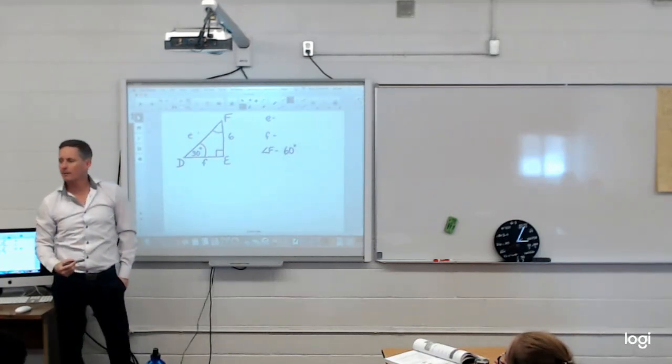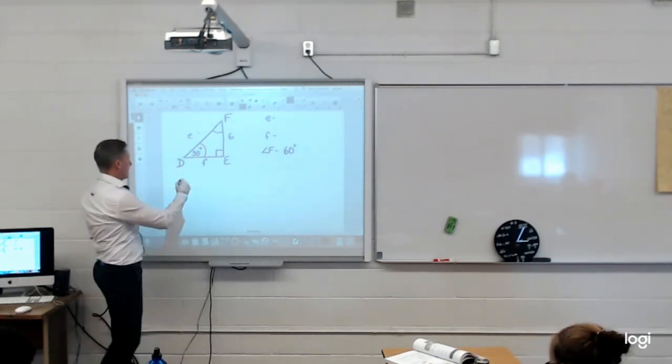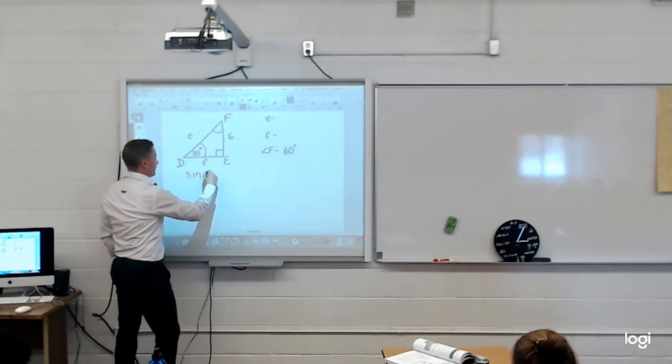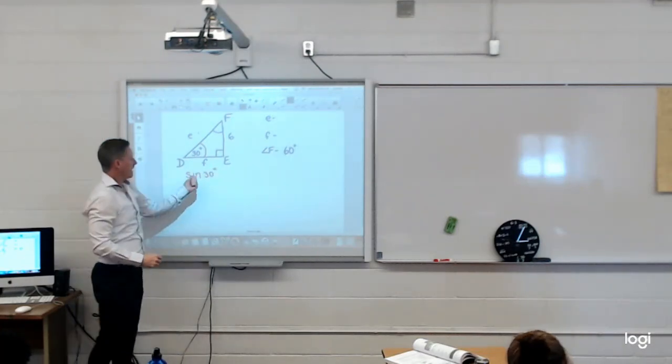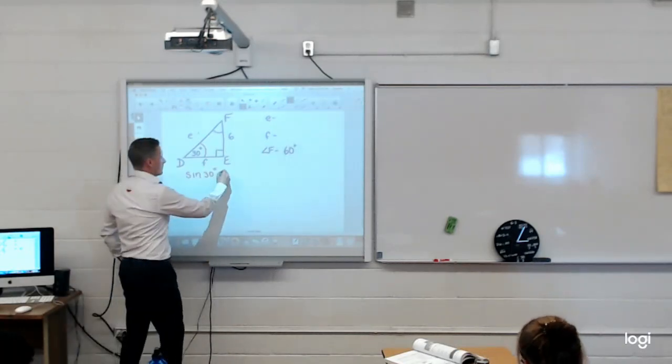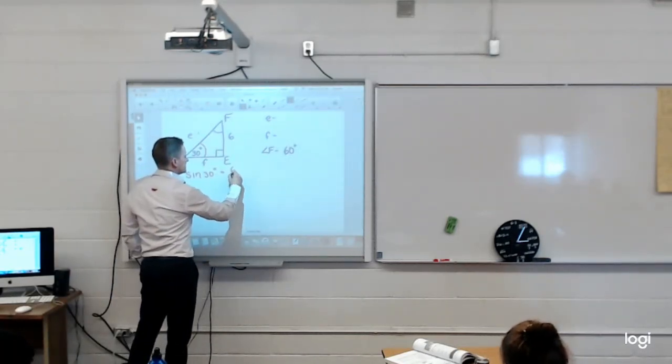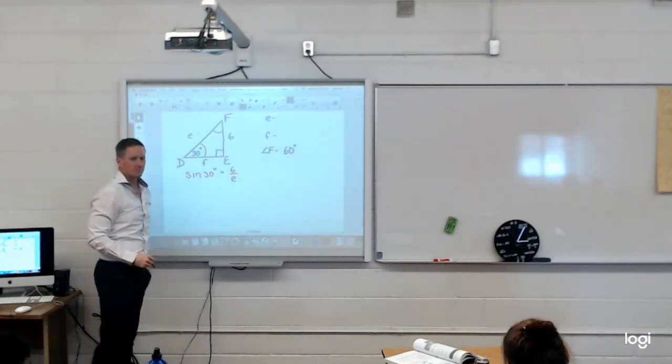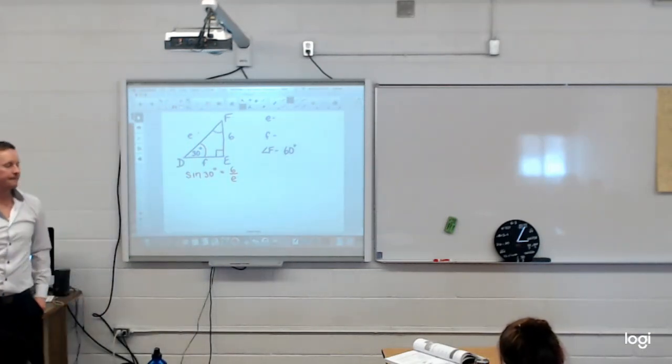Which trig function am I working with? Sine. So I go sine 30 degrees. Notice this again. I've identified my trig. I've identified my angle. Now I'm going to identify the two sides. 6 over E. Okay?